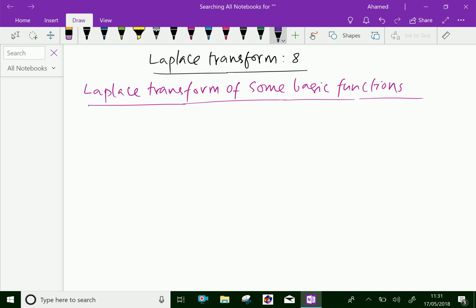In Laplace transform, let us do Laplace transform of some basic functions. Now, let the function be the Laplace transform of sine hyperbolic function, that is sinh at. By definition, we can write the integral from 0 to infinity of e power minus st into that function, that is sinh at dt.